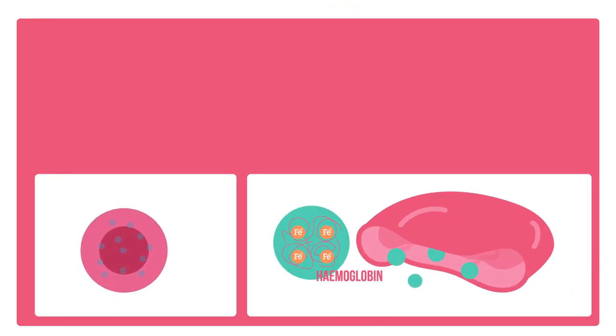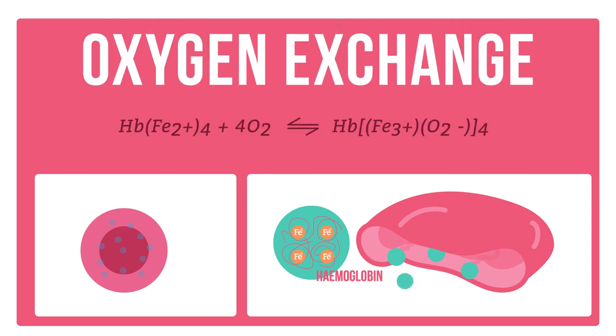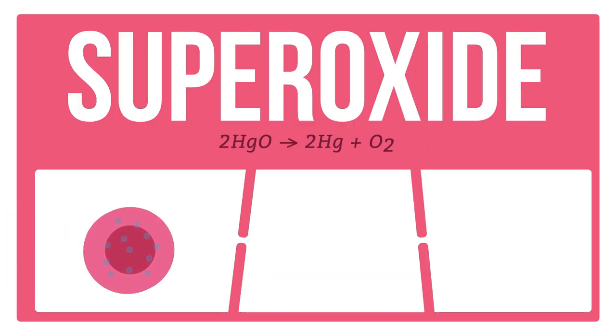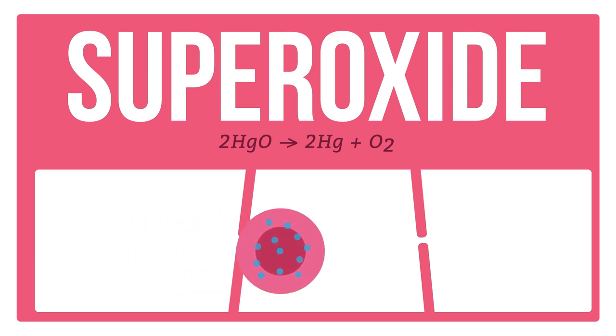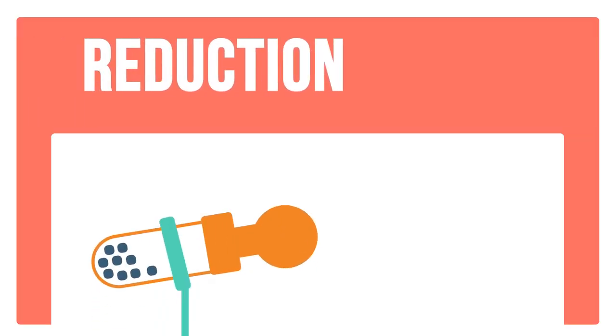Hemoglobin in blood carries oxygen around the body by oxygen exchange reactions. 4 iron 2+ ions sit in the middle of a porphyrin ring. When oxygen binds, the iron 2+ reversibly oxidizes. The negatively charged oxygen is called a superoxide. When it gets to where it is needed in the body, it is released and the ion is reduced back to iron 2+.